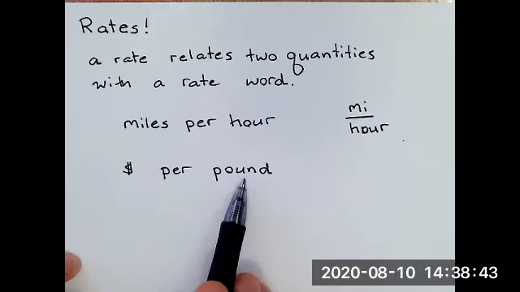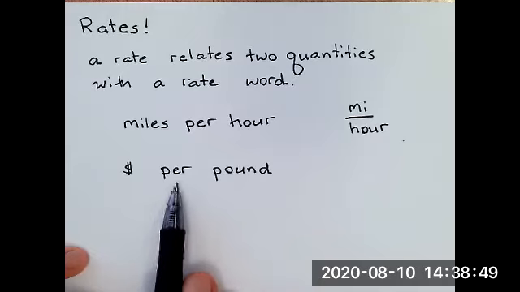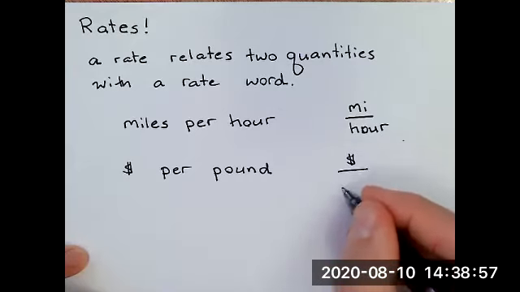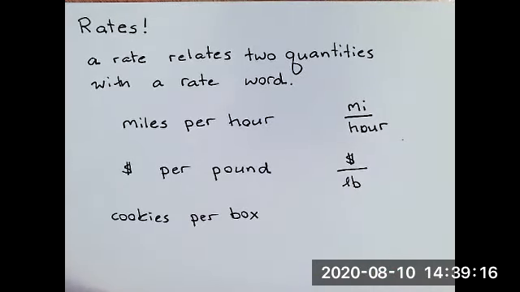Dollars per pound is a rate. It relates the number of dollars to the number of pounds. Per is the rate word. So this is the number of dollars divided by the number of pounds. Cookies per box relates the number of cookies to the number of boxes. Per is the rate word. So that's cookies divided by the number of boxes.